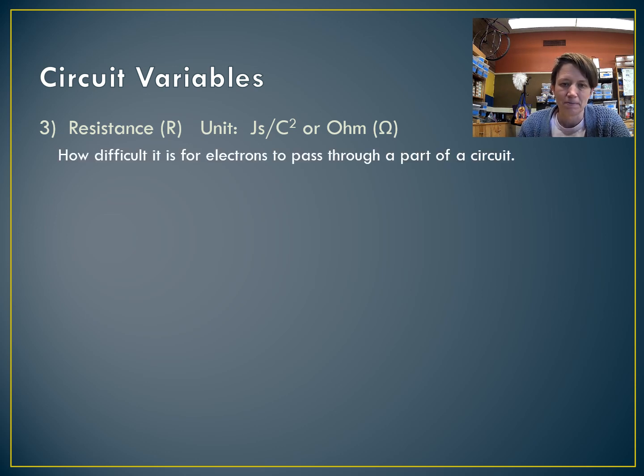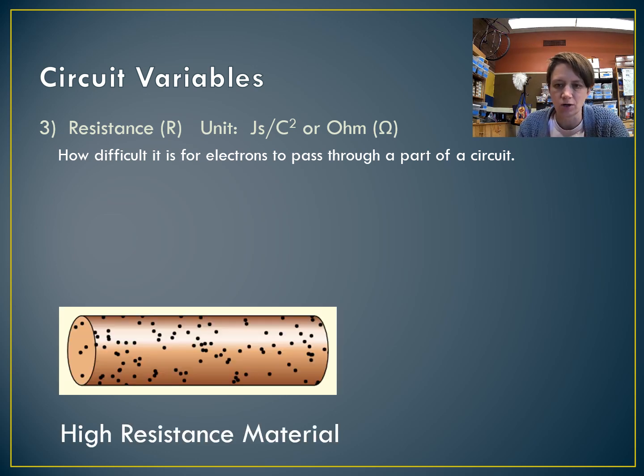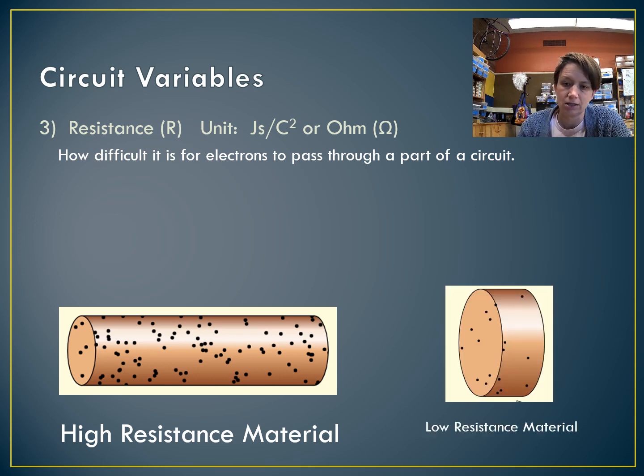The resistance of a circuit roughly describes how difficult it is for the electrons to pass through a part of the circuit, or how much energy it takes to force electrons to go through the circuit, and is a material property. It depends on the way that the resistor or the wire or whatever you're trying to flow electrons through is designed. We're going to come back to this.